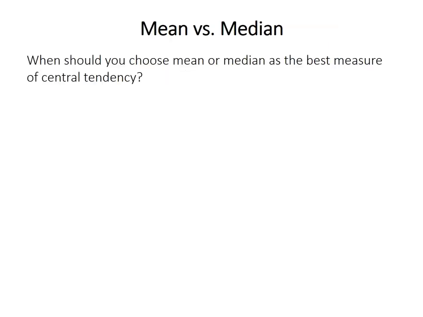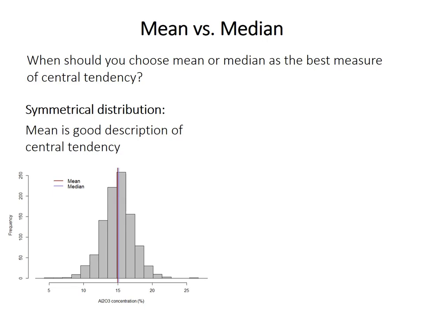So the big question then is, when should you use the mean, and when should you use the median? Let's consider a case where your data follow this symmetrical distribution. This is a histogram, this graph here, and it basically just divides your measurements into bins or groups, and then plots the number of values found within each bin. In this case, the mean and the median are basically the same thing. So in this case, you might as well use the mean as your description of central tendency.